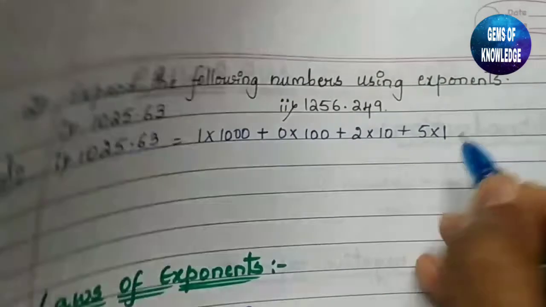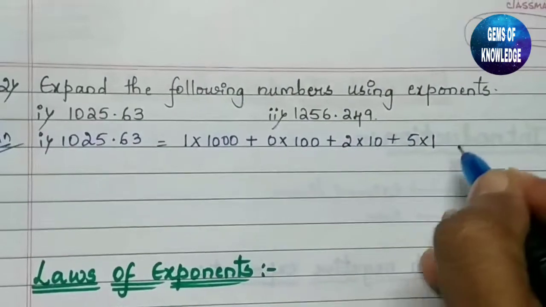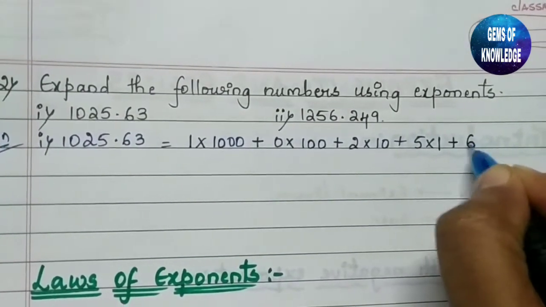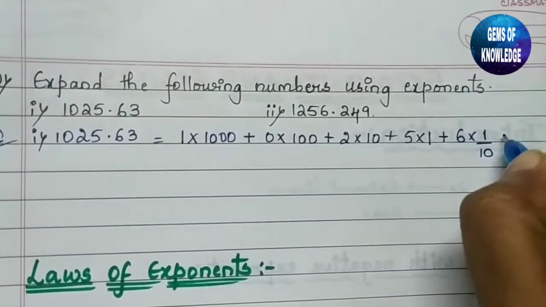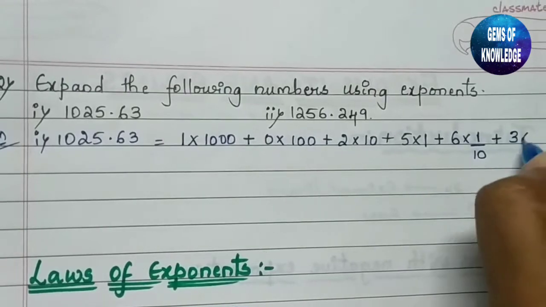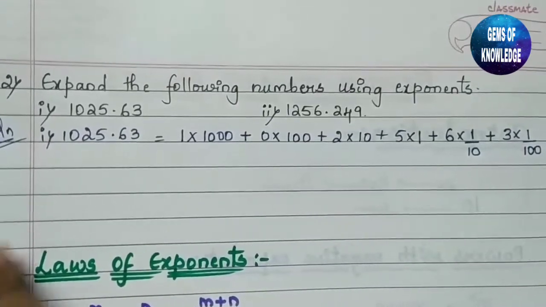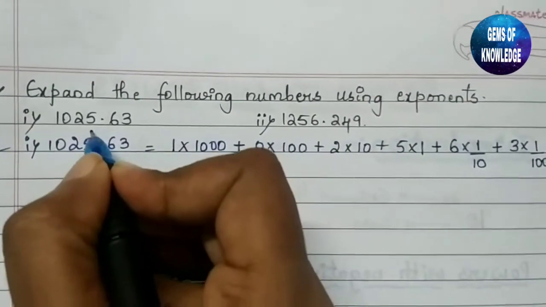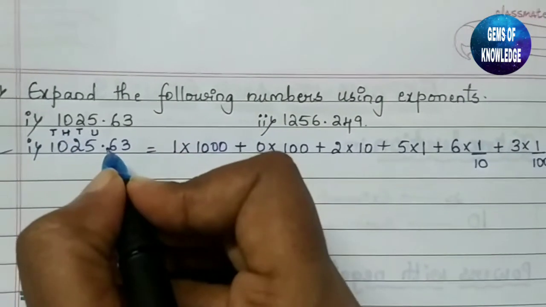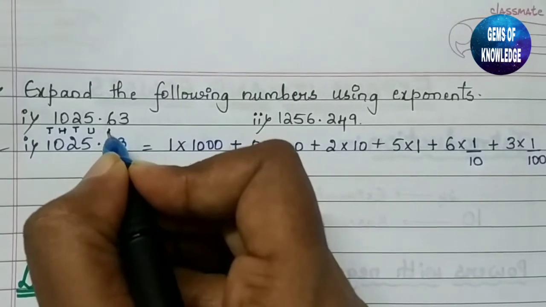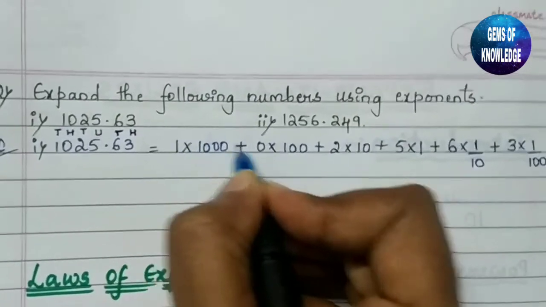After writing this, you can see whatever numbers are given after the point must be written like this: 6 into 1 divided by 10, plus 3 into 1 divided by 100. So up to here we have taken unit, 10, 100 and 1000. After the point we need to take 10, 100, 1000, 10,000, and so on, with the unit already here.